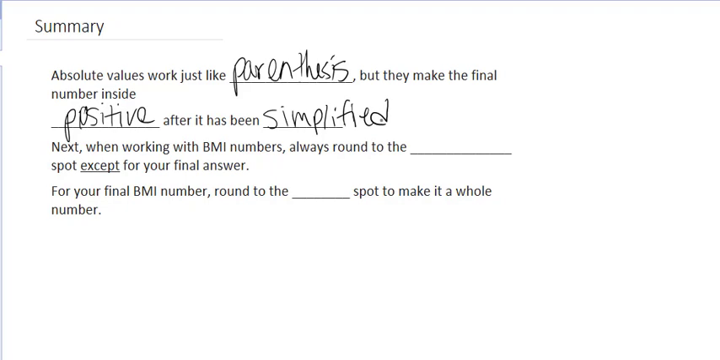Next, when working with BMI numbers, always round to the hundredths spot, except for your final answer. For this number, round to the ones spot to make it a whole number.